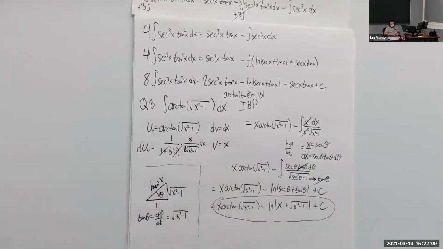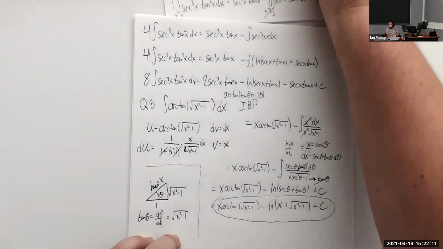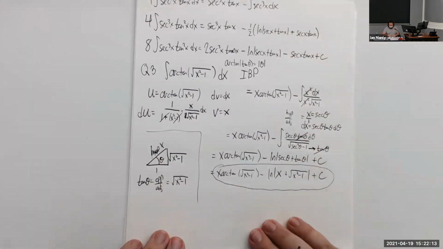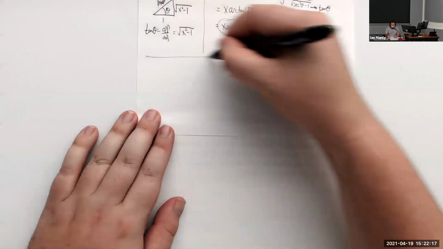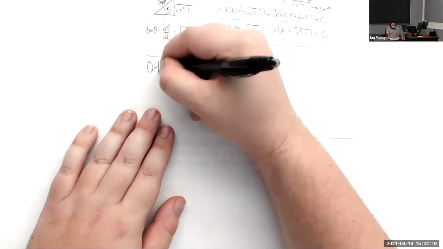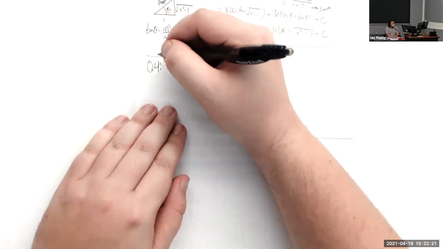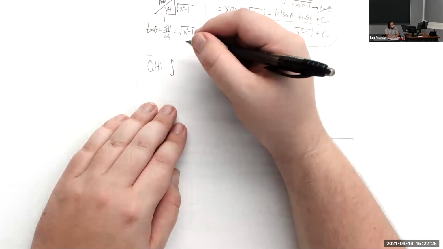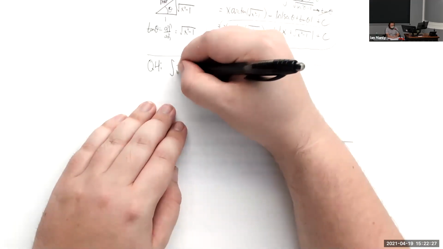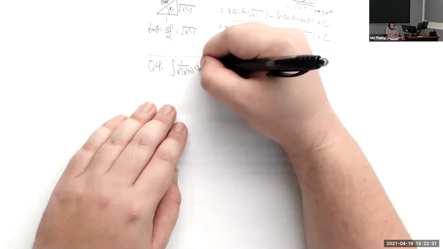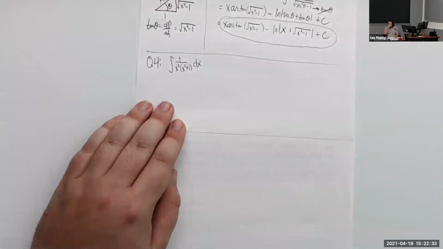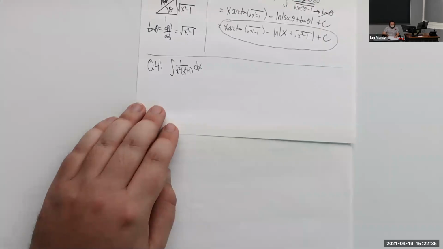Okay, the next one's a really good question. Let's take a look at that. Okay, question 4. All right, question 4 wants us to compute another integral. So it wants us to find 1 over x squared times x squared plus 1. All right, so it wants us to do that.